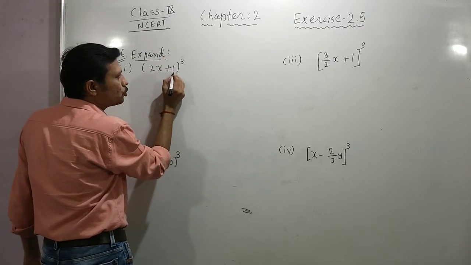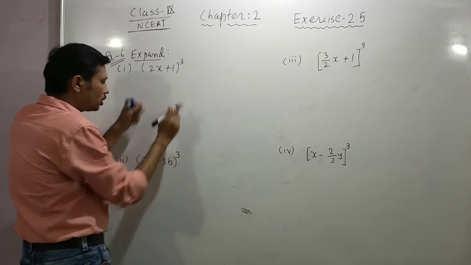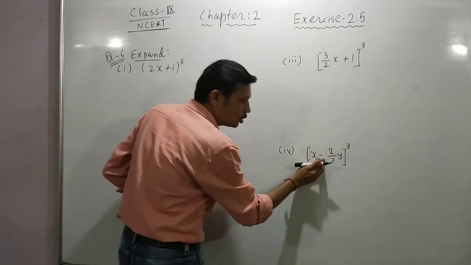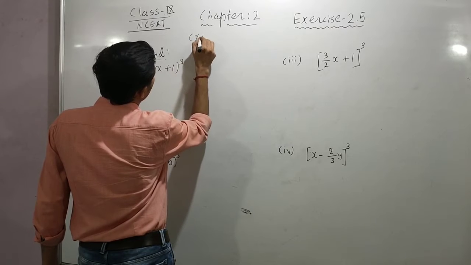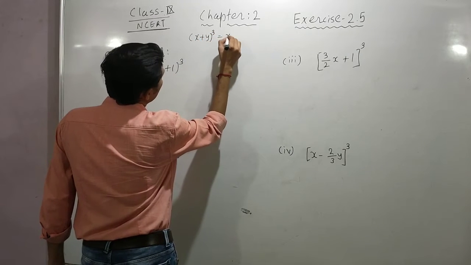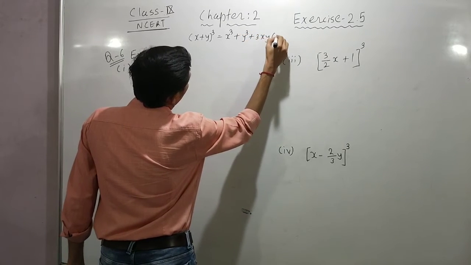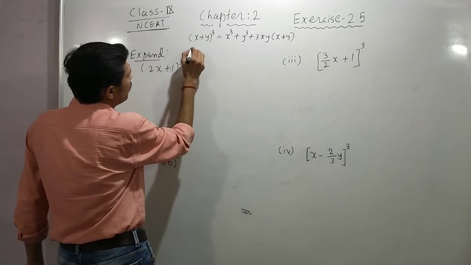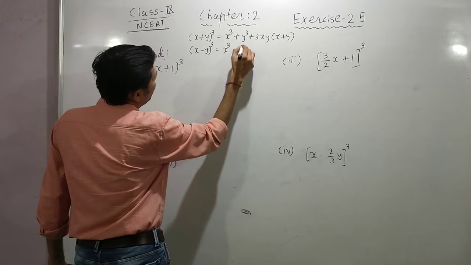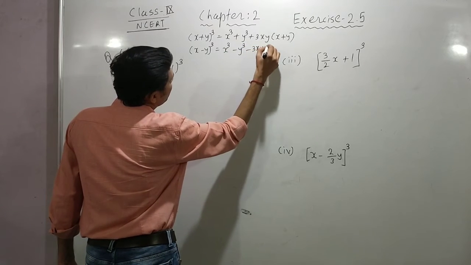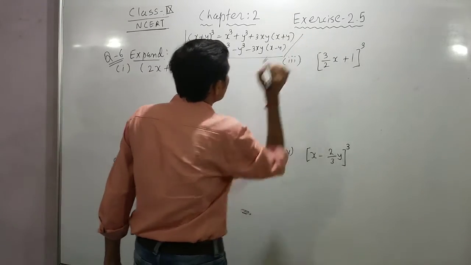So here we have two terms and the cube is there. But in some of the questions we have the plus between these two terms and in some of the questions we have the minus between the two terms. So mainly we have two identities. One is (x plus y) the whole cube, that is x cube plus y cube plus 3xy times (x plus y). The other identity with the minus sign is (x minus y) the whole cube, that is x cube minus y cube minus 3xy times (x minus y). These both identities we will use here.